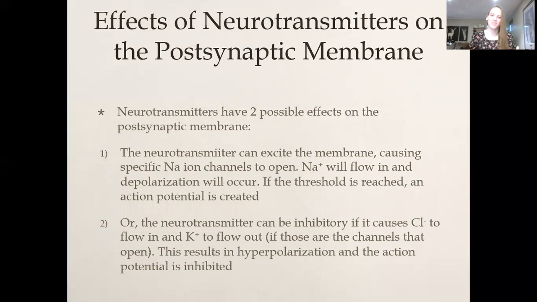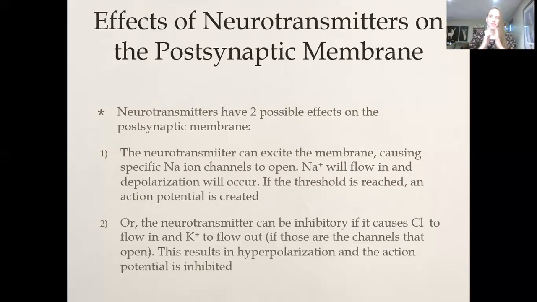So all of this comes down to the effects of those neurotransmitters on the postsynaptic membrane, the one with the dendrites. The neurotransmitters can have two possible effects. You can either have excitatory neurotransmitters or inhibitory neurotransmitters. Excitatory neurotransmitters are going to excite the postsynaptic membrane. Essentially, what they're going to do is cause that postsynaptic membrane to start to depolarize so that it can have its own action potential. So think back to our action potential lesson.